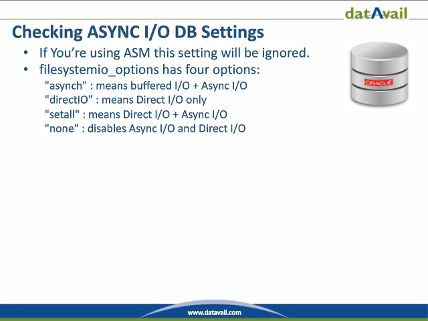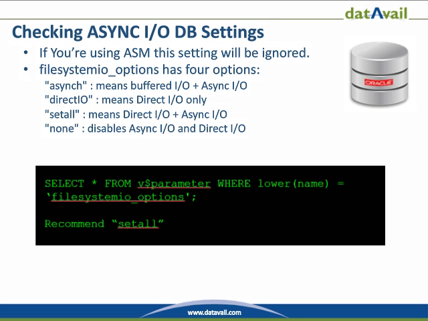Then there's another asynchronous setting called file system IO options, and there are 4 settings for this one. Most often, I've seen async, the first option here, and then I've seen direct IO as the second one. But the recommendation actually would be to use set all. That way you're getting direct IO and asynchronous IO. So make sure that you've got that set to set all.